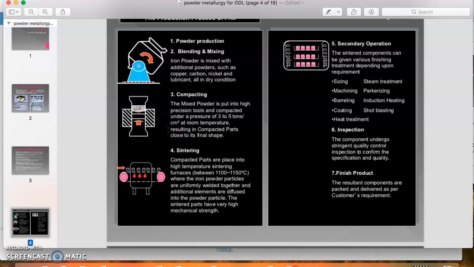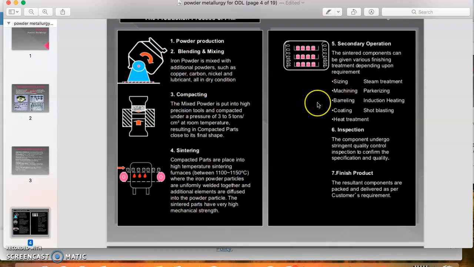The green part of the powder metallurgy then goes to the sintering process, where the compacted or green part is placed in the high temperature sintering furnace. The temperature is between 1100 to 1150 degrees, where the iron powder will bond together. The effect of bonding is that it increases the strength of the part. Okay, this is 1, 2, 3, and 4, the main processes in powder metallurgy.